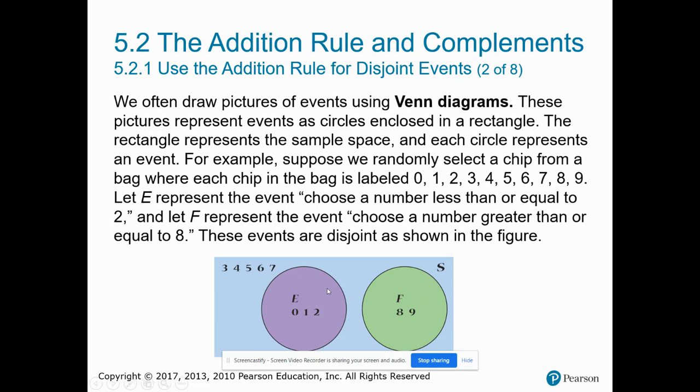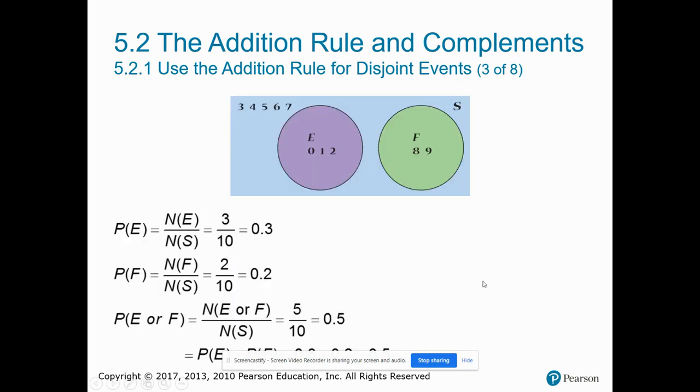So these two events, choosing a number less than or equal to 2 and choosing a number greater than or equal to 8, are disjoint because they don't have anything in common. We would also say they're mutually exclusive. We can calculate these probabilities.